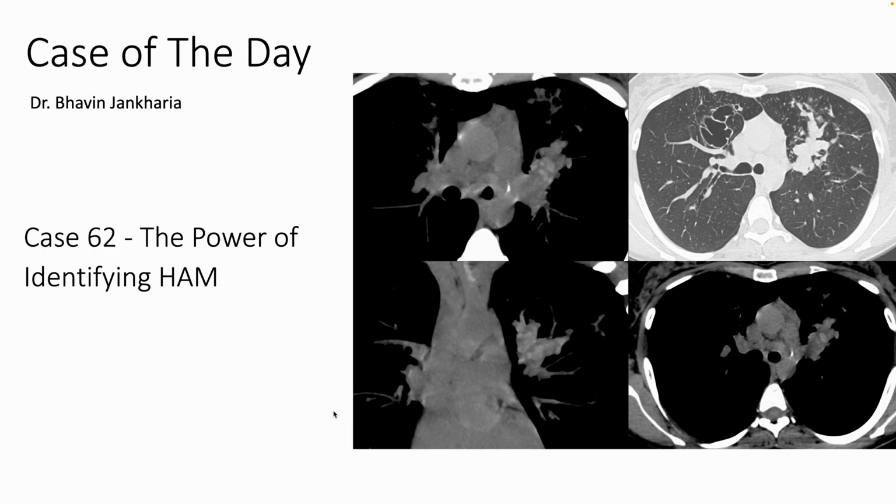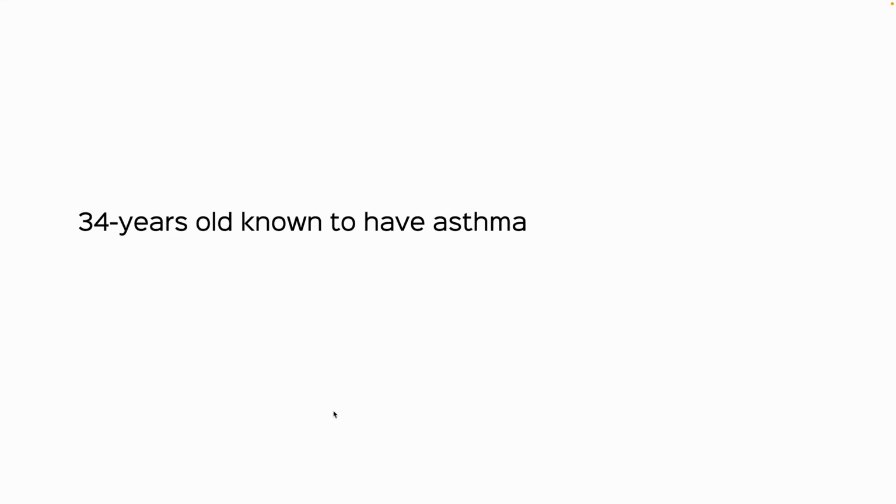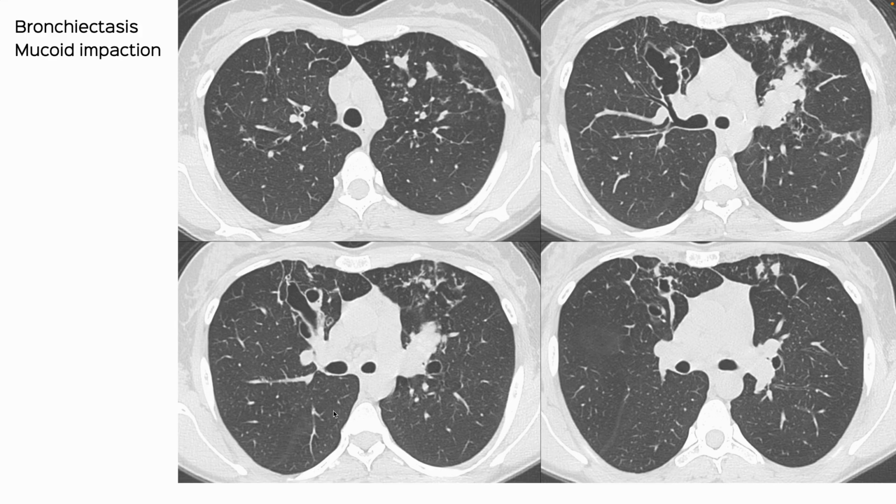Today is the 62nd case, and the title is The Power of Identifying HAM. This 34-year-old, known to have asthma, presented with a CT scan, and I saw it today. We scanned the patient yesterday, and you can see here bronchiectasis, both tubular and cystic, in the anterior segment of the right upper lobe. But in the left upper lobe, we have branching white opacities, and clearly there's bronchiectasis here too. This is bronchiectasis with mucus plugging or mucoid impaction.